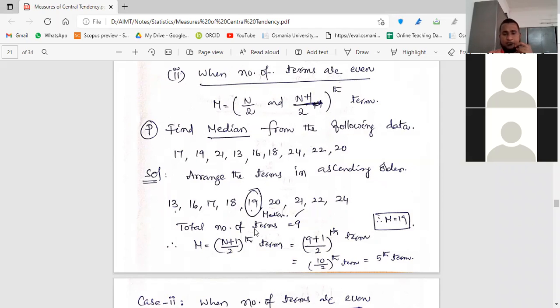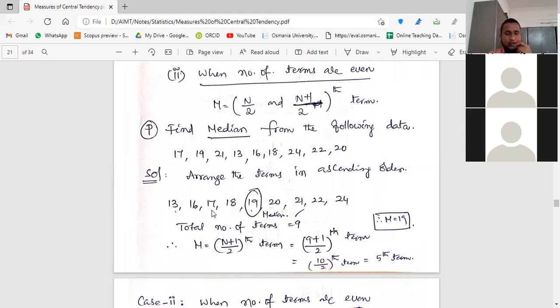So total number of terms is 9 here. 1, 2, 3, 4, 5, 6, 7, 8, 9. So 9 is an odd number. The formula is (n plus 1) by 2 th term, that is (9 plus 1) by 2, so 10 by 2 th term. That means the 5th term. So locate this 5th term in the series. What is the 5th term? 19. So therefore the median is 19.